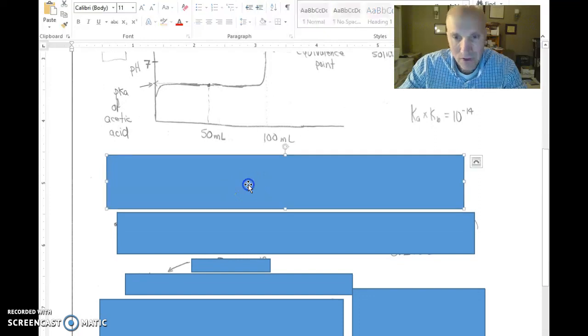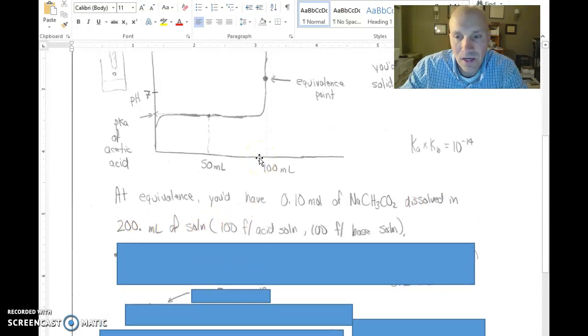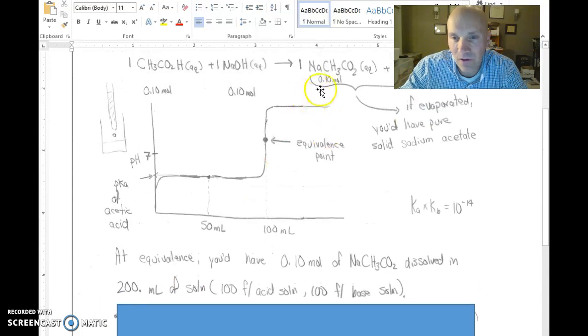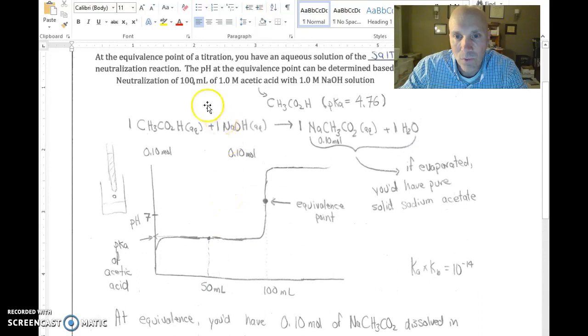Right. So as I said before, at the equivalence point, you would have 0.10 moles of sodium acetate dissolved in 200 milliliters of solution. All right. So how do we get those values? First of all, the 0.1 moles comes from this little bit of stoichiometry. And the volume of the solution we can determine because we started with 100 milliliters of our acid solution, and since they're both the same molarity, we know that we would also have to add exactly 100 milliliters of the base solution to fully neutralize it.